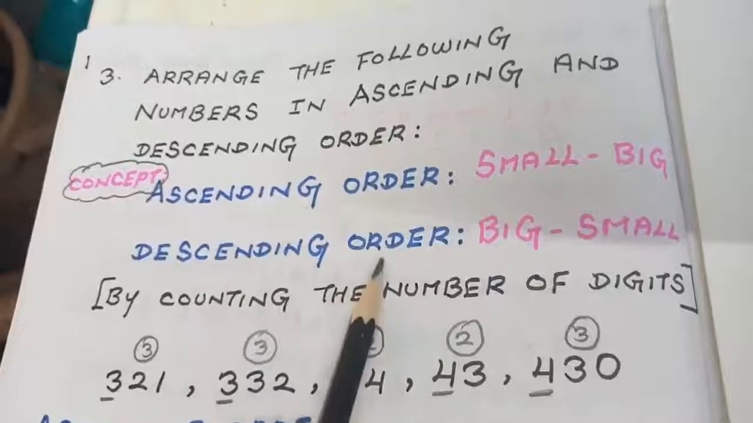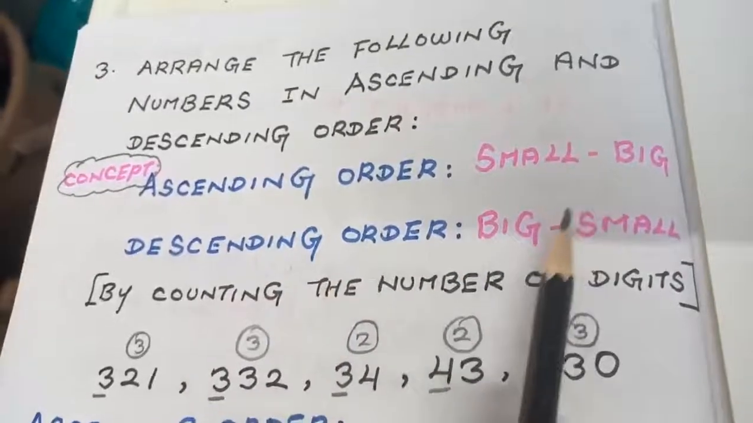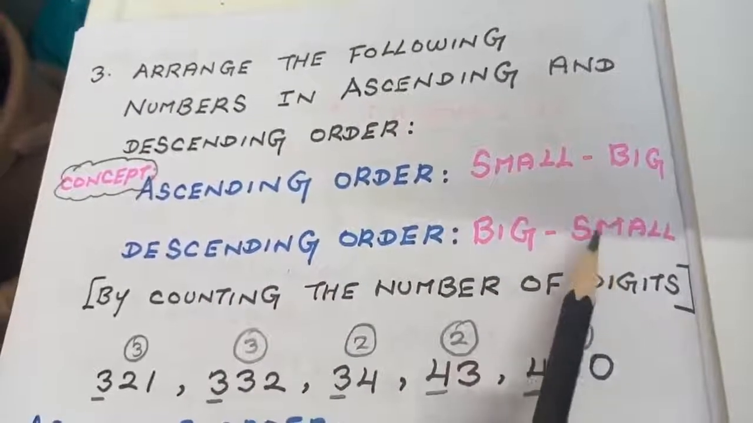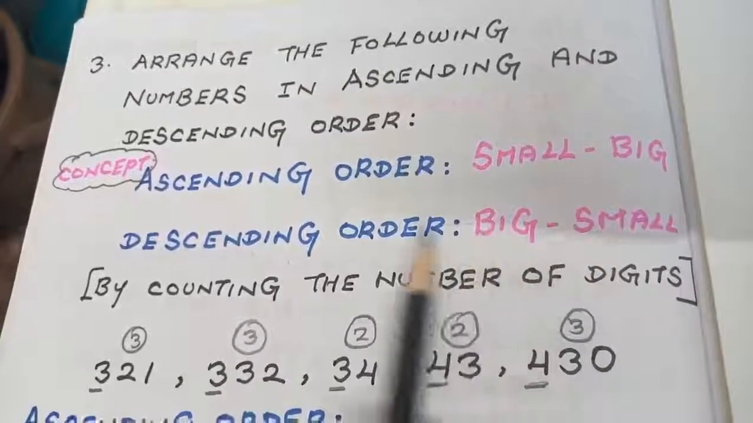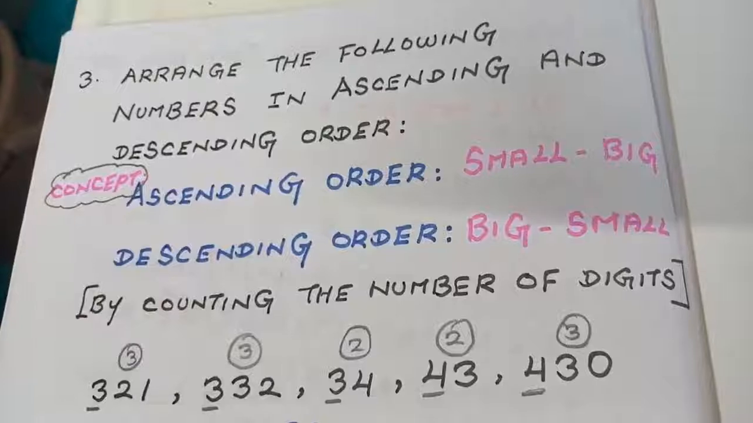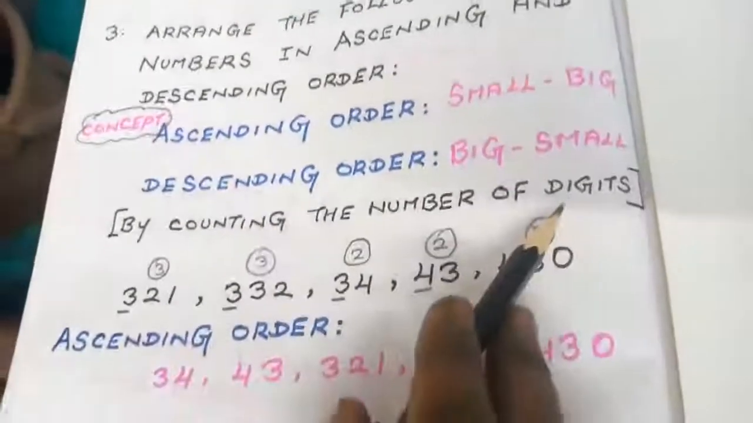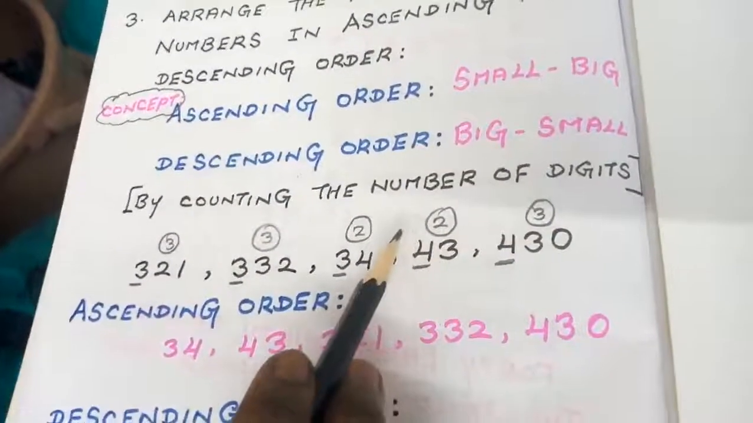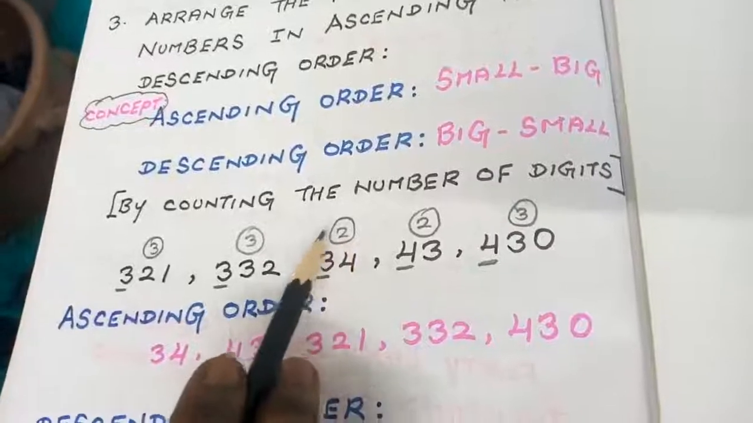Descending order means you are going to arrange the numbers from big to small. So you must know the difference between ascending and descending order. So how to arrange the numbers? By counting the number of digits. We are going to count the number of digits given in the number.